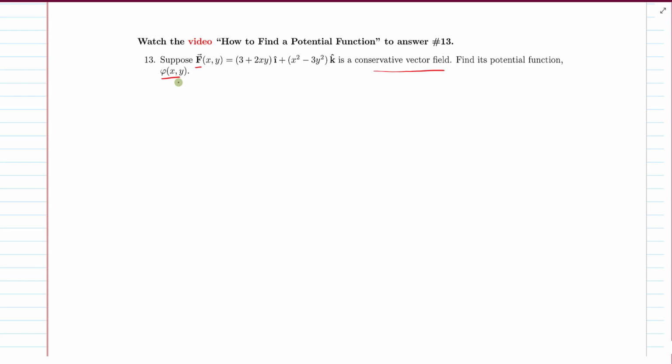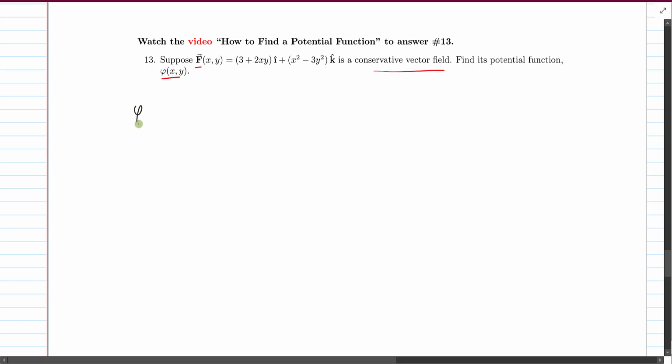So I'm not going to formally outline the steps for doing this. We're just going to do it by way of an example, and then when we get to class we'll list those steps out a little more carefully. So the first thing I'm going to do is say that our phi of xy needs to be equal to the integral of f of xy dx.